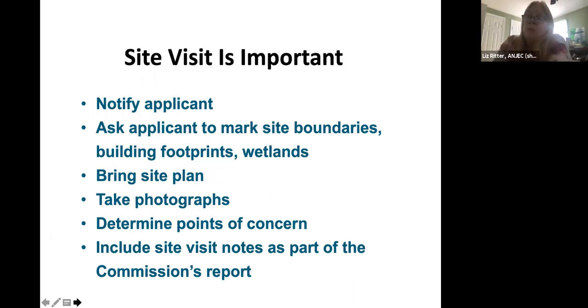So the other thing that the Environmental Commission is allowed to do is to have a visit of the site. So physically go out and walk the site.